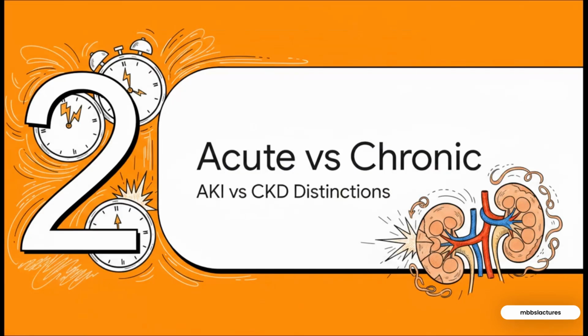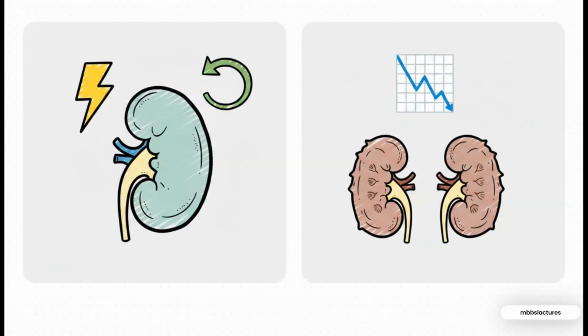Moving to Section 2, Acute versus Chronic Distinctions. It's time to differentiate AKI and CKD. Notice the stark contrast between these two. Acute kidney injury hits suddenly. We're talking about an acute insult, like ischemia or toxins. But the silver lining here, if you catch it early, is that it's potentially reversible.